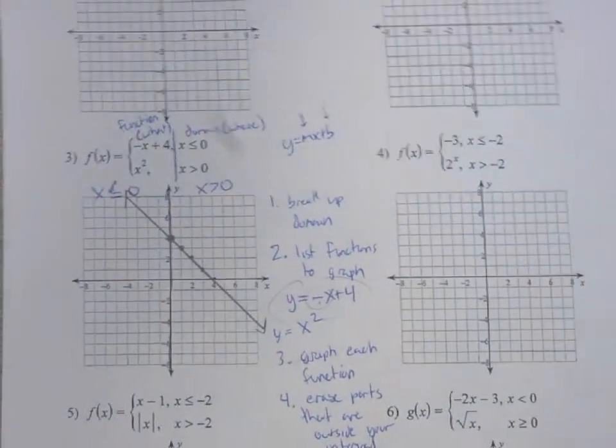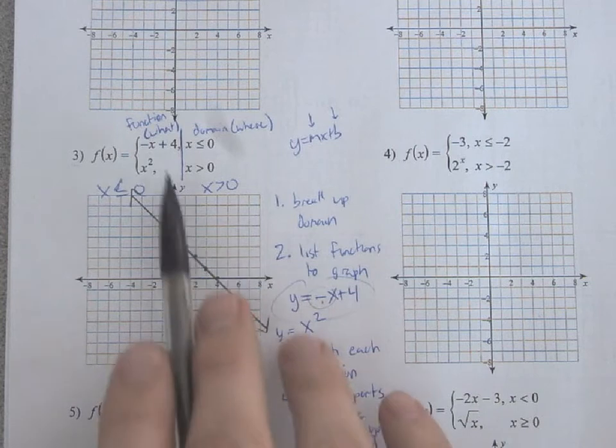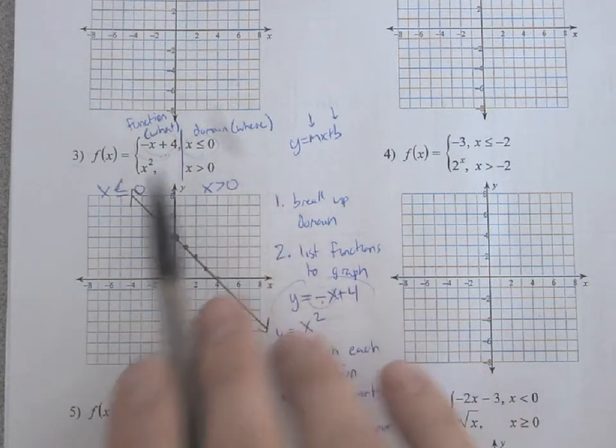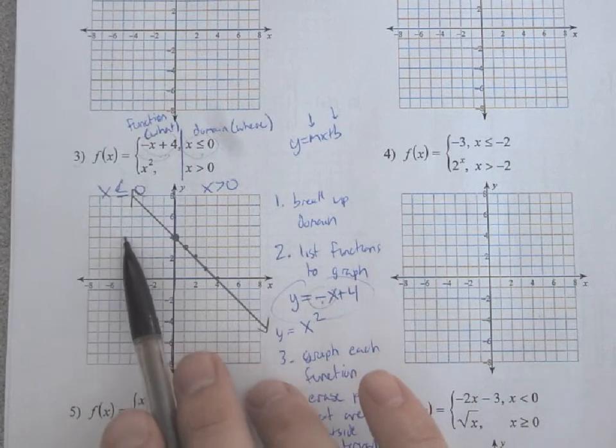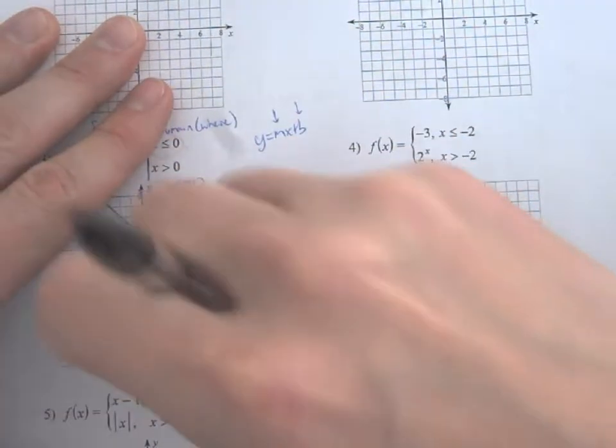Now what I'm going to do is go back and erase the part where it's not supposed to be. Okay, so I'm going to see where it lives. Now this function is only supposed to live where x is less than or equal to 0. That's on this side of the graph. So it's not supposed to live on the right side, it's only supposed to live on the left side.